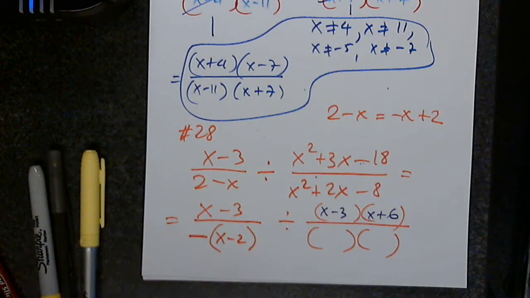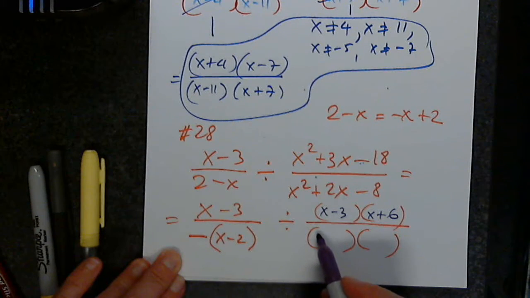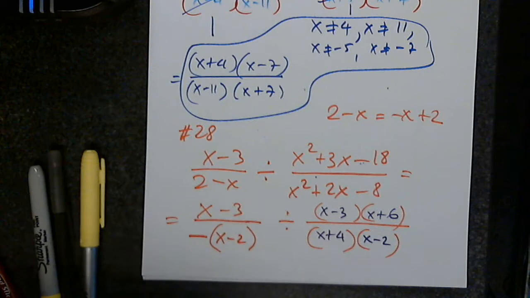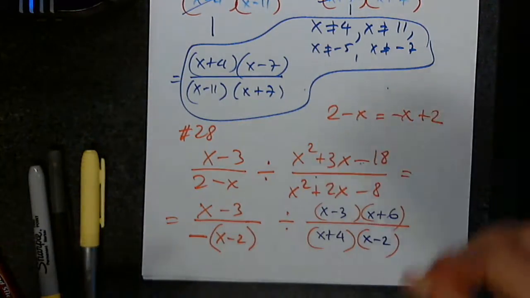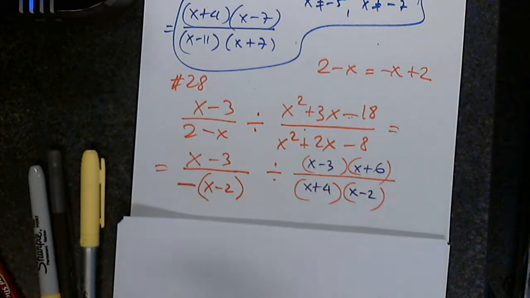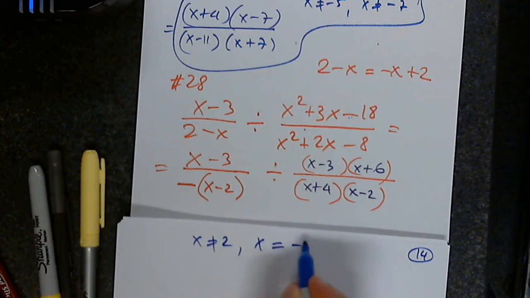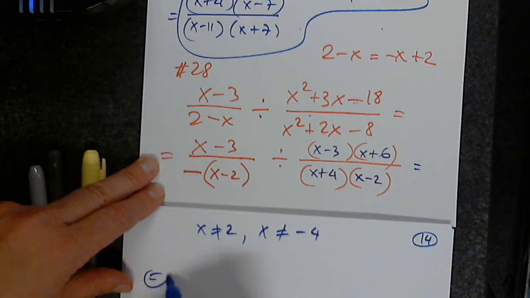And the denominator? x plus 4, x minus 2. Do you all agree with x plus 4, x minus 2? Okay, very good. Now, I have to state how many restrictions before I continue. 2 different ones, correct. So one of them is x not equal to 2 and negative 4. Good. So now I come back and I continue here.